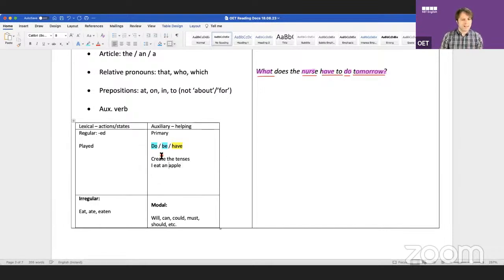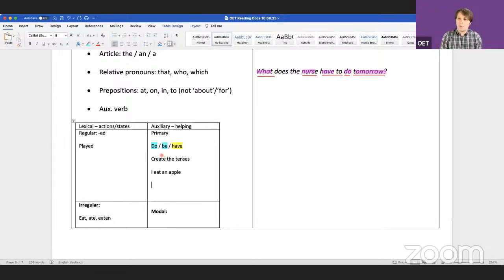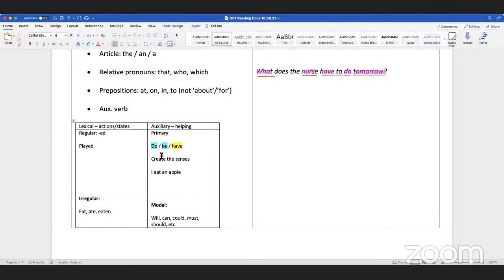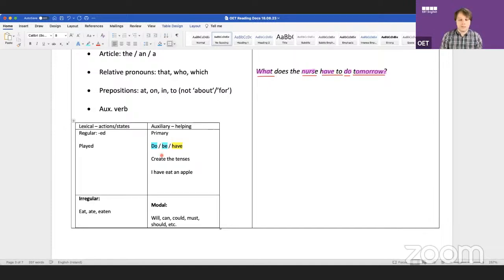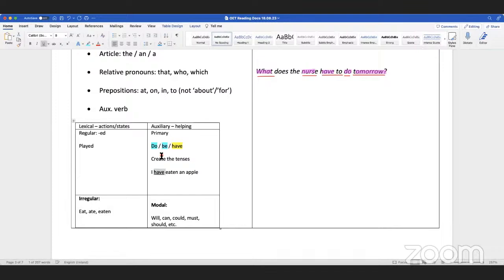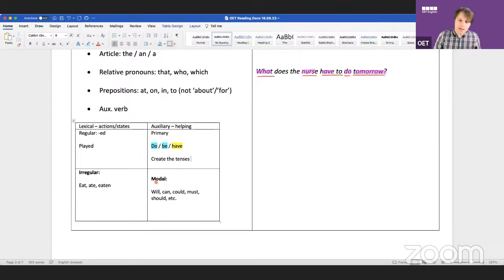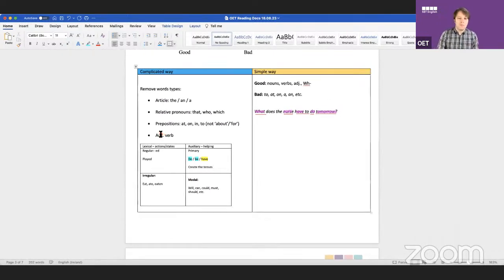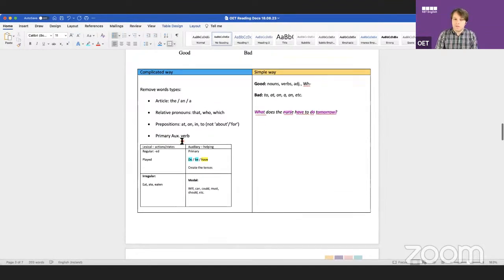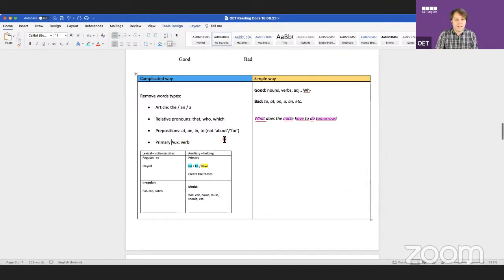What tense is that? Present simple. Okay, what if I say I have eaten? Present perfect. So I'm using the auxiliary verb to create present perfect, right? They create the tenses. Now, this is not a grammar class. What I'm trying to say is we can remove primary auxiliary verbs from our questions. Does that make sense, guys?